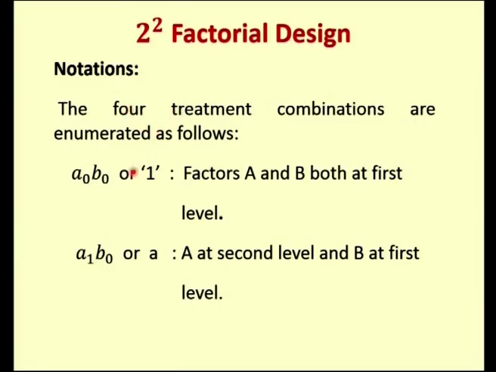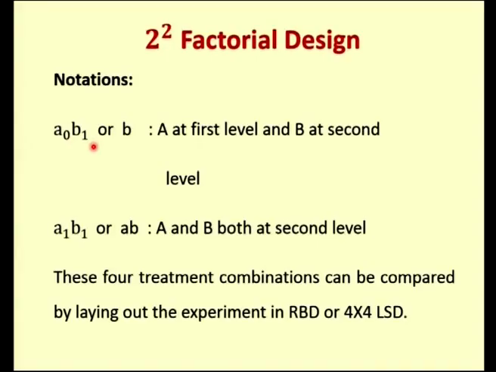And also we have A naught B naught as factors A and B both at the first level. It may also be denoted by 1. A1 B naught, or small a, is nothing but the second level of A and B at the first level. And finally, A naught B1, or b, where A is at the first level and the factor B is at the second level, and A1 B1, or ab, where both the factors are at the second level.